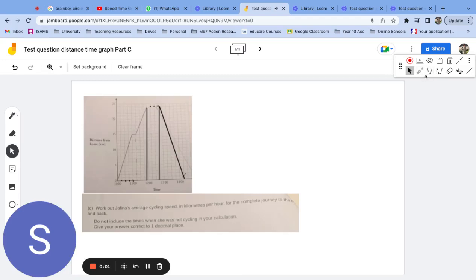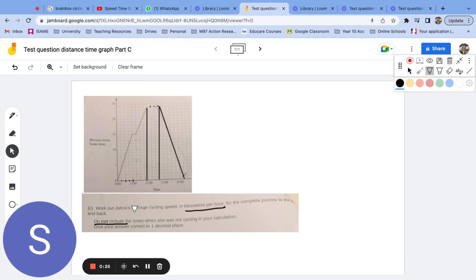This is part C of the same question, distance-time graph, and it says work out Yelena's average cycling speed in kilometers per hour. Very important to note the unit for the complete journey to the park and back. Do not include the times when she was not cycling. This is a very important thing. We are not going to include the times when she was not cycling.